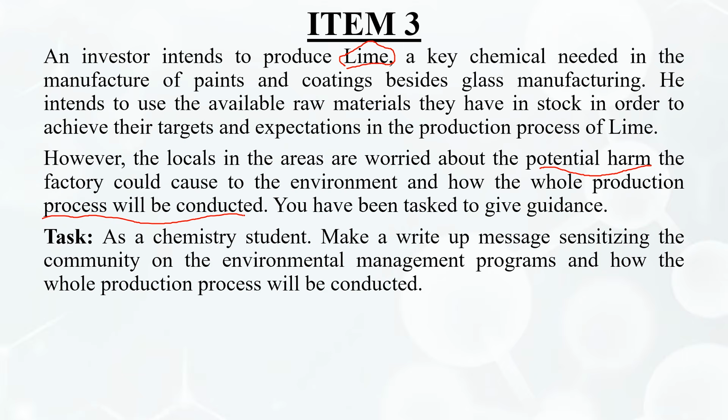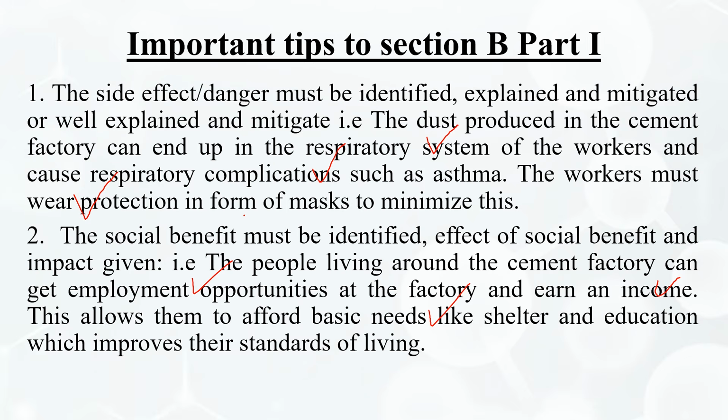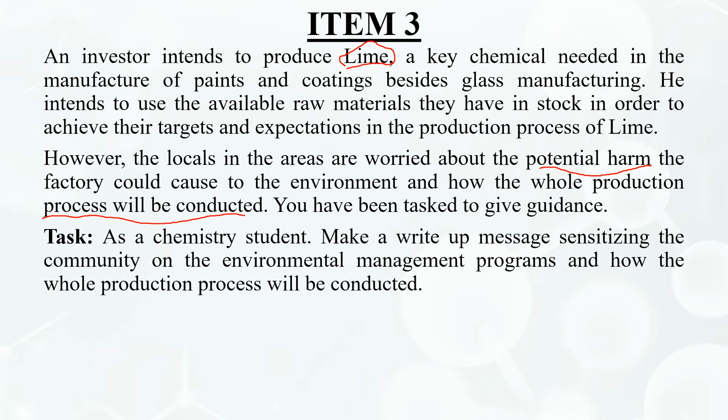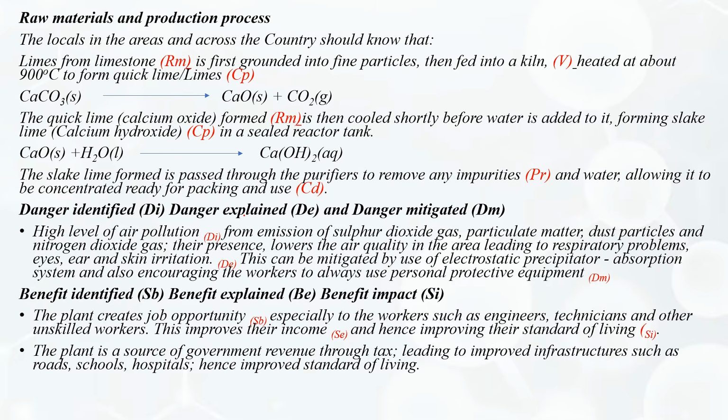In simple terms, manufacture of lime. Let's go through it and see how to apply all the things that we have been talking about, the important points in this item number 3 about manufacture of lime. We say that raw materials can be embedded in the process of production. So we have here raw material and process of production. Let's go through it faster.